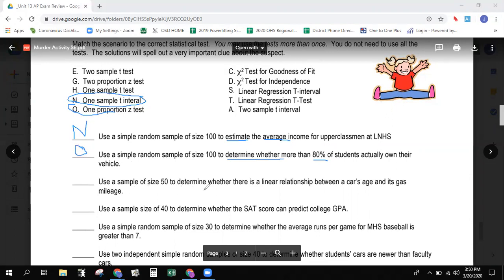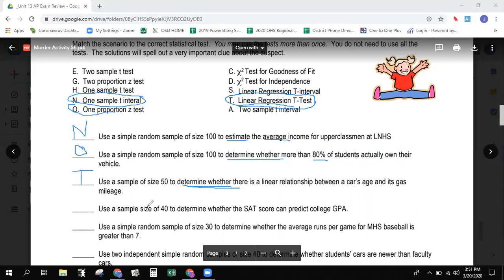Use a sample size of 50 to determine whether, where it's a yes or no question, the hypothesis test right here, whether there's a linear relationship between a car's age and its gas mileage. Now, that's one that we did not cover yet. What that is, is a linear regression. That's like if we were going to put a bunch of data in and check to see, we're going to do a test on the slope. So the linear regression t-test, so this is a t right here.